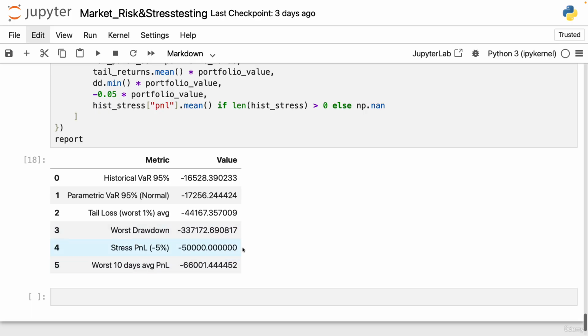The stress P&L row shows the portfolio loss under a hypothetical 5% market shock, which results in a loss of 50,000. This metric is intentionally simple and scenario-based as discussed. It provides an intuitive answer to the question, what happens to the portfolio if markets move sharply against us in a single day?